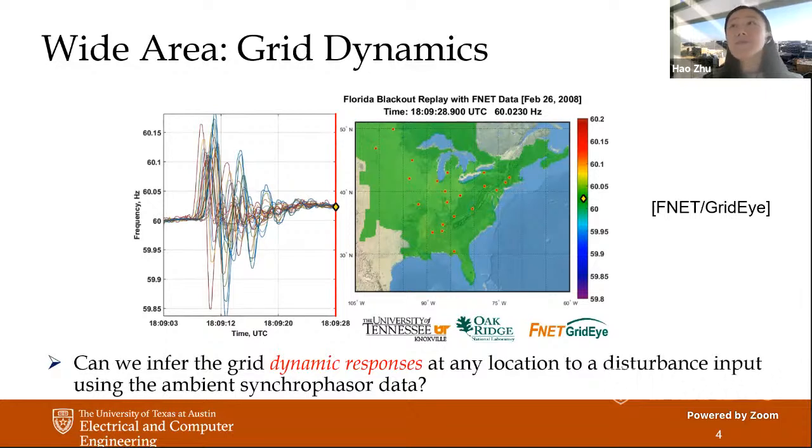In a typical day, like a sunny day, nothing happens. We just have some small perturbations. We don't have this large fluctuation. So here comes the question: can I utilize this everyday nominal data to infer the dynamic behavior of the grid under a large disturbance? Can I use the average uninteresting data to do it? This everyday data is what I call the ambient synchrophasor data.